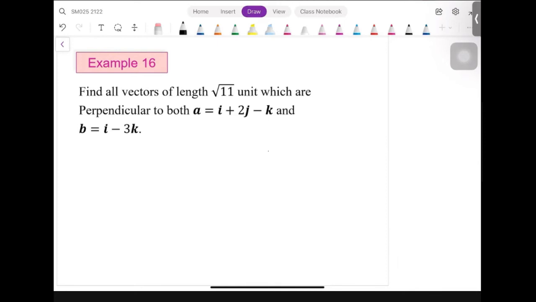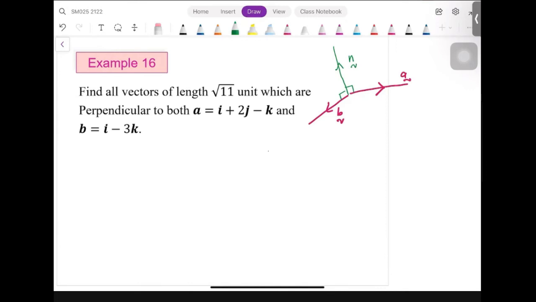Okay, next question. We have to find a vector with length root 11 which is perpendicular to both vector A and B. They didn't say that A and B are perpendicular to each other, so I just assume they are not. Let's say we have vector A and vector B. We now have to find a vector that is perpendicular to both A and B. In this case, we call it a normal vector because a normal vector will be perpendicular to both.